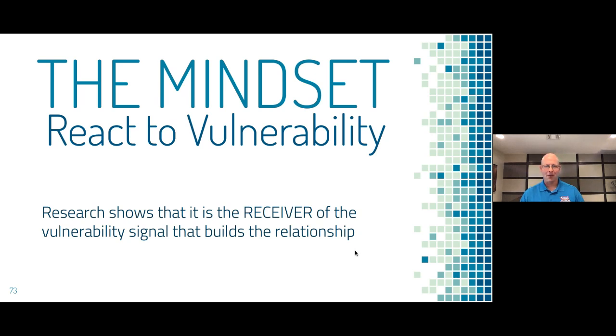Now, in addition to showing vulnerability, it's also important to react to vulnerability. Research has actually shown that it is the receiver of the vulnerability signal that builds the relationship. For example, if you're on a team and you say, "Hey team, I need some help," and no one responds to you, nothing happens, obviously. There's no relationship, no conversation that follows up, no growth. It's the person that says, "Yes, I'm available to help, what can I do for you?" that establishes a connection, and the relationship grows.